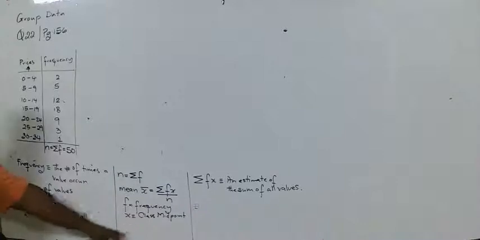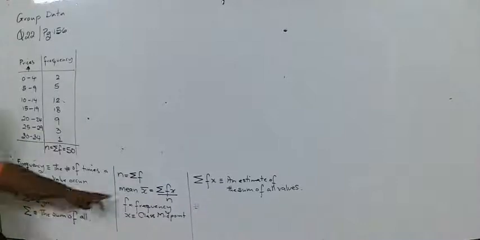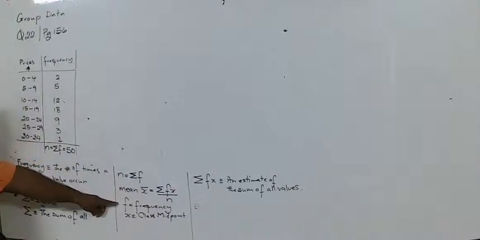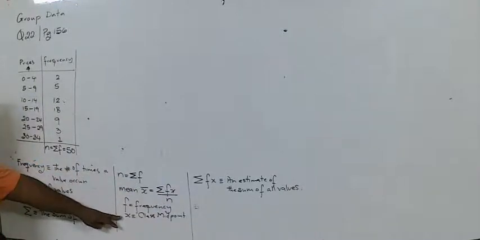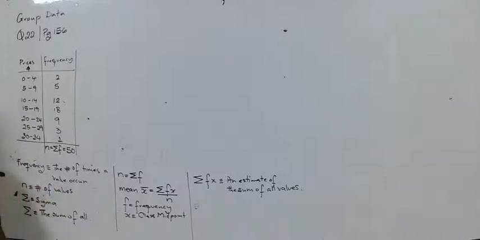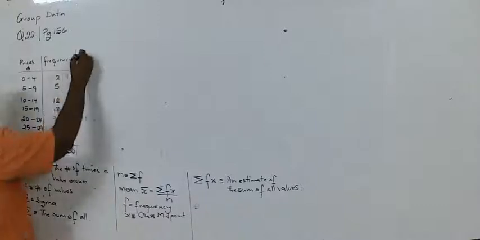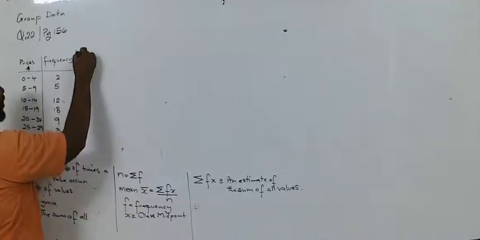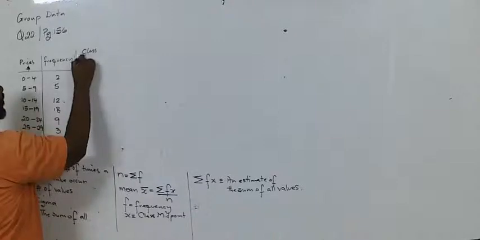Because remember, the mean is the sum of fx divided by N. F is the frequency, and x is the class midpoint. Let me show you how to get that. Each of these is called a class. So you're going to put in a column called class midpoint.